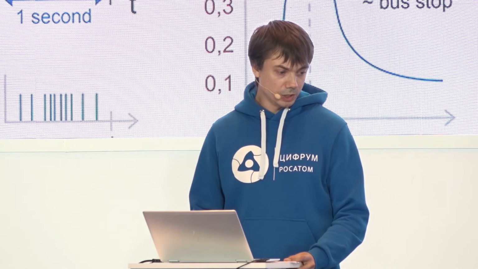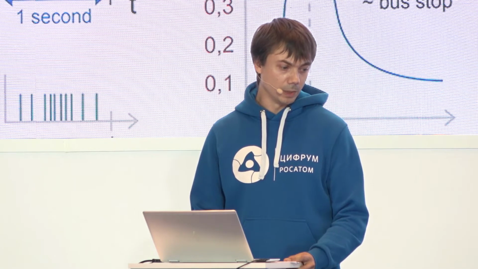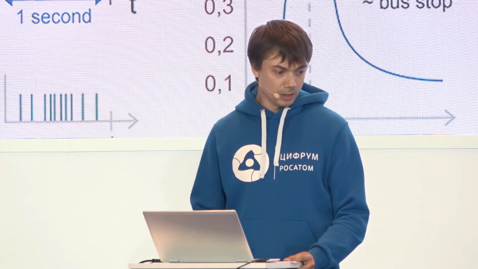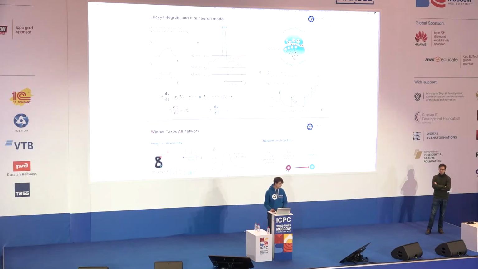And if it reaches some value, which is V threshold, then the phenomenon of a spike happens: the membrane potential jumps and then resets to another important point, which is V rest. And we have another phenomenon, which is the refractory period. The neuron cannot fire too often because it has to recharge for the next explosion.